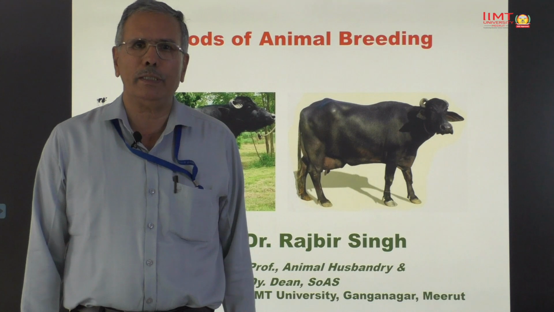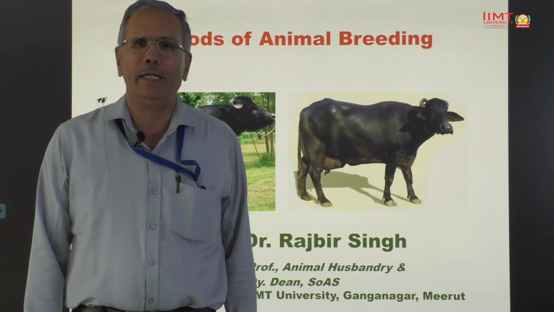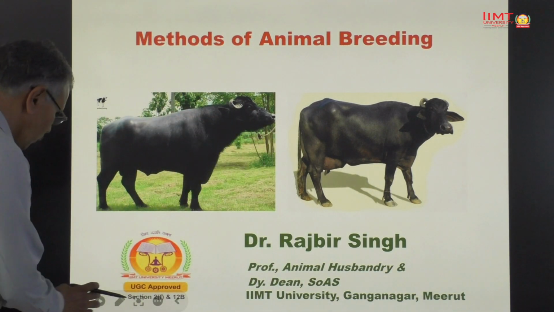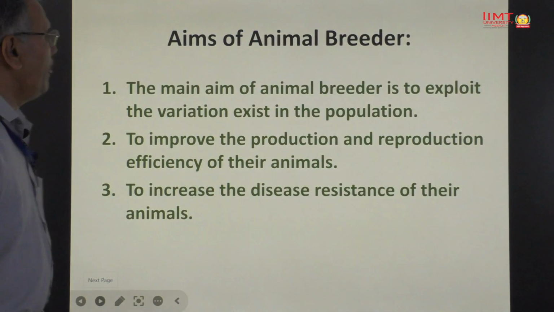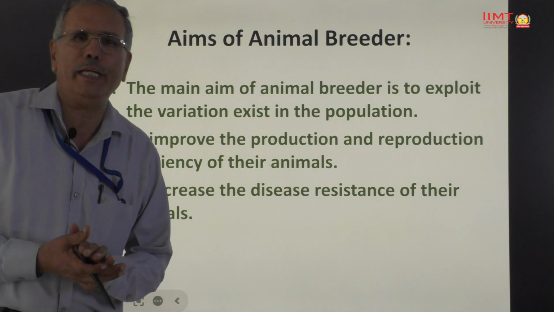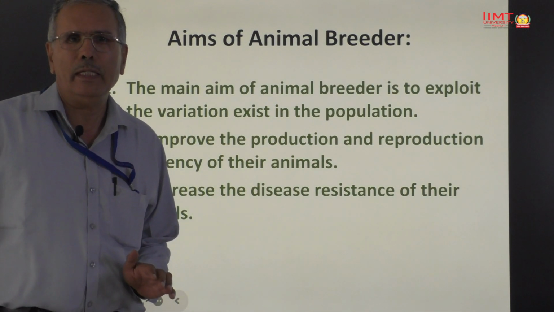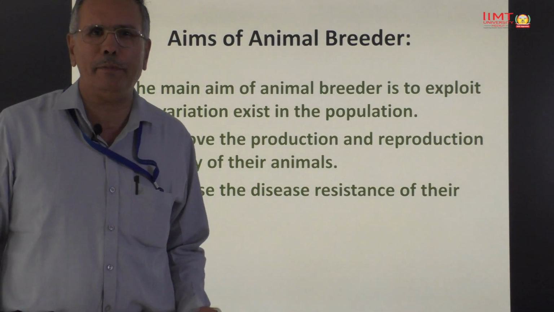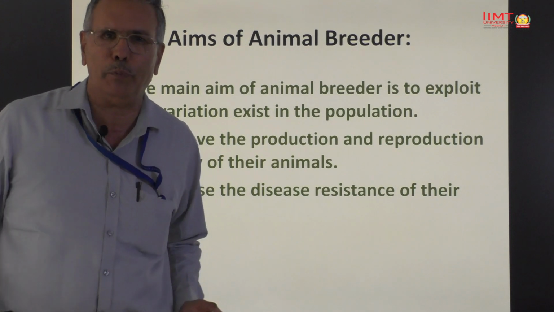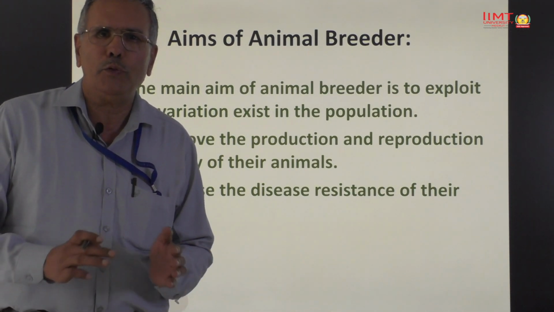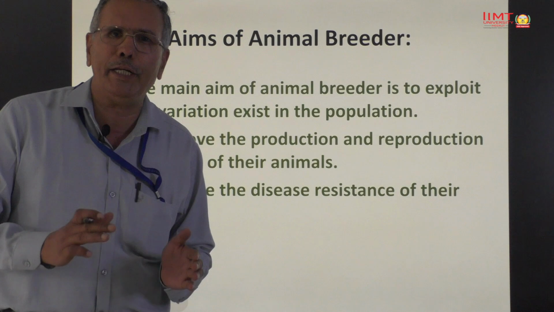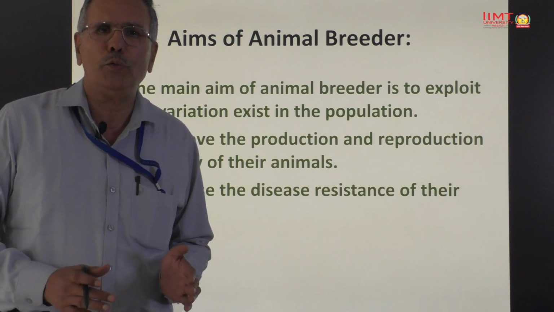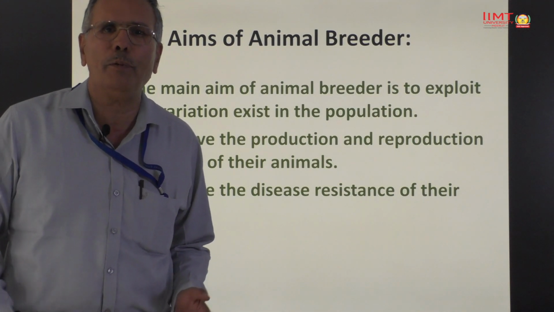Today we will discuss the aims of animal breeder and methods of animal breeding. There are two methods of animal breeding. First we will discuss aims of animal breeder. The major aim of animal breeder is to exploit the variability or variation that exists in the population. Second aim is to improve the productive and reproductive efficiency of their animals. And the third aim is to improve the disease resistance of their animals.